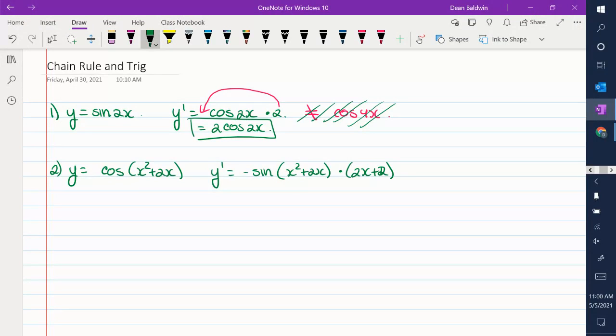Now you can move that to the front if you wanted. I mean, at this point, unless you're going to multiply it out, which I wouldn't, I would just leave it like that. Okay? Depending on what you want to do with it.